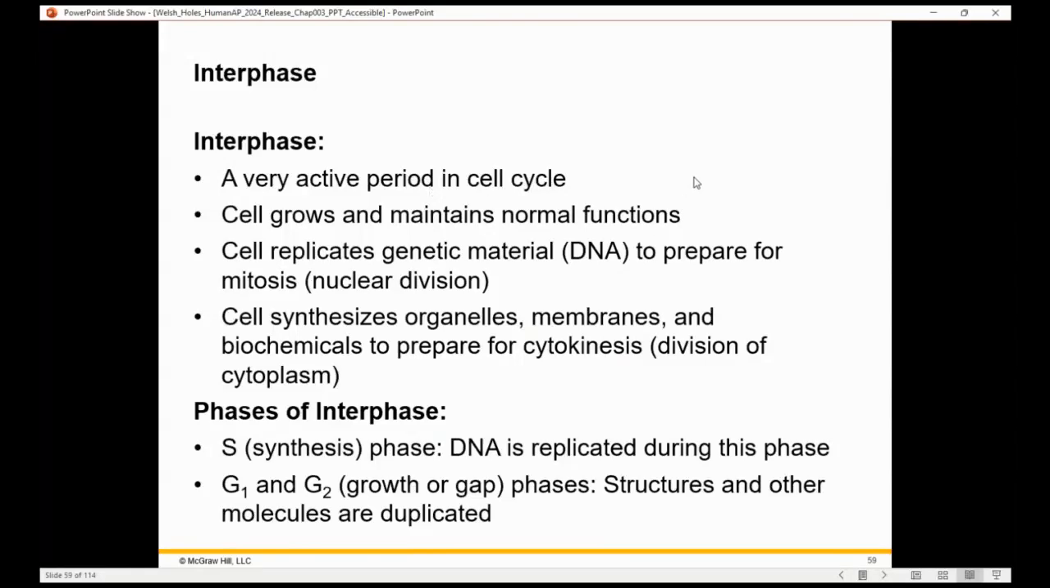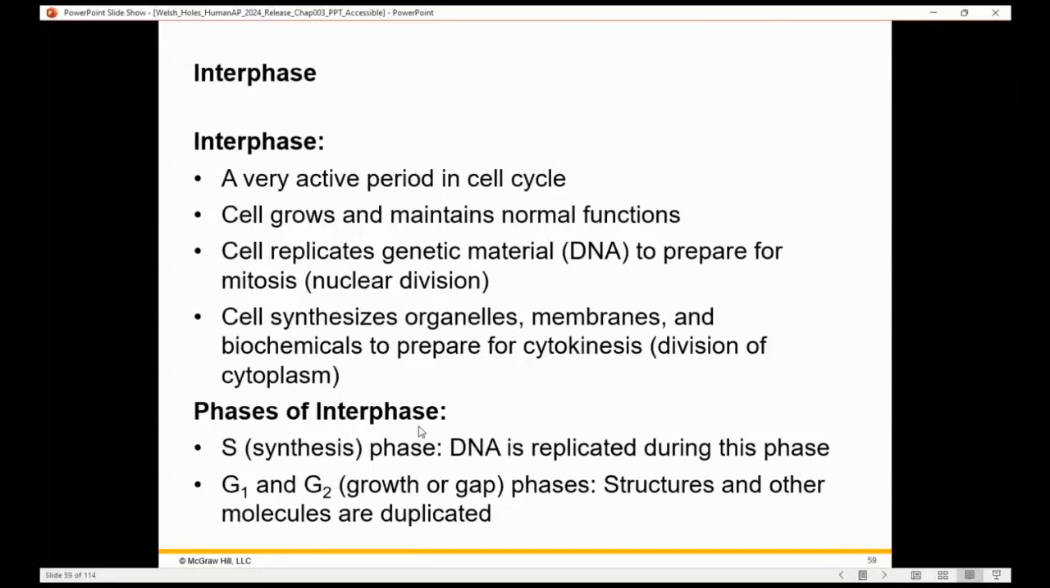So interphase, this is an active period in the cell cycle. The cell's growing, it's maintaining the normal function. The cell replicates its genetic material right before it goes into mitosis. The cell also synthesizes new organelles and membranes and biochemicals to prepare for cytokinesis, which is division of the cytoplasm. But again, all of this is happening in the interphase.